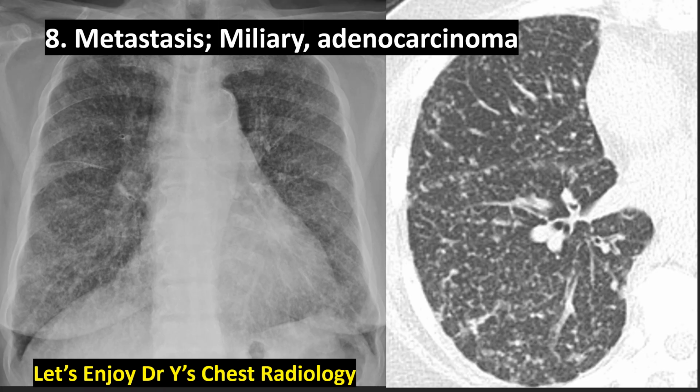This old woman's chest radiograph shows us not only many nodules, but innumerable, uncountable numbers, something like the Milky Way, micronodular densities scattered all over both lungs. On your right side, chest thin section lung window CT, we see too many micronodules. We call this condition miliary hematogenous metastasis from adenocarcinoma.